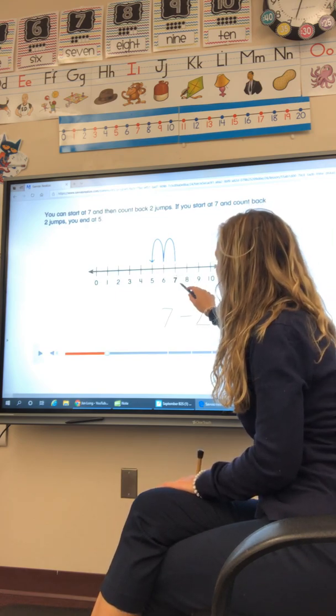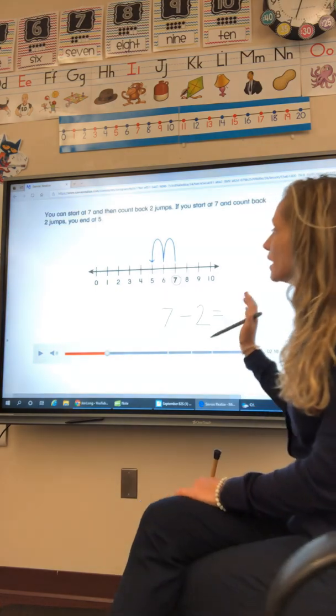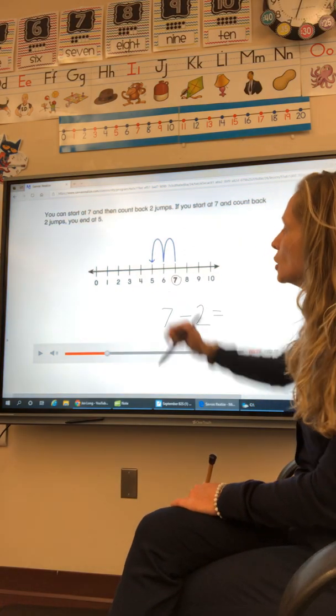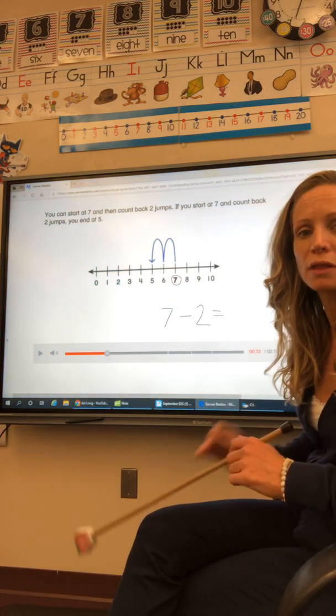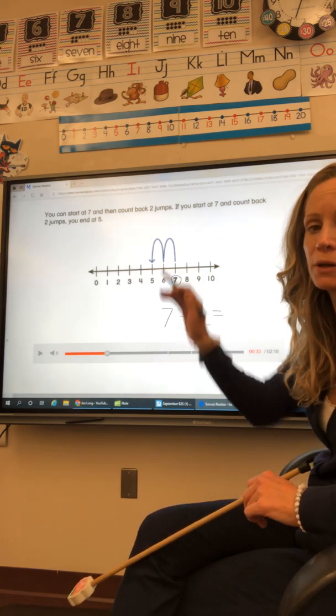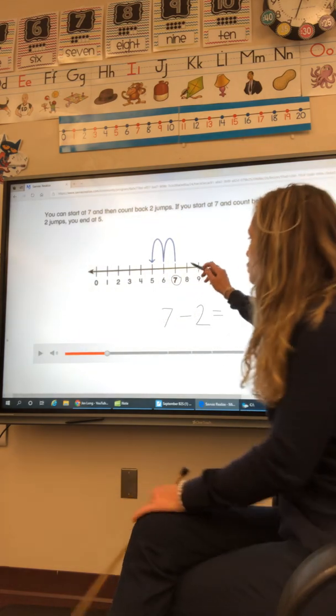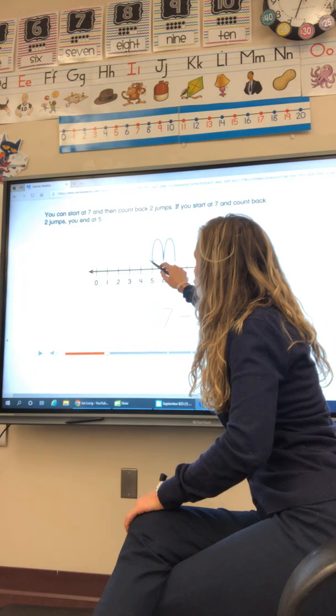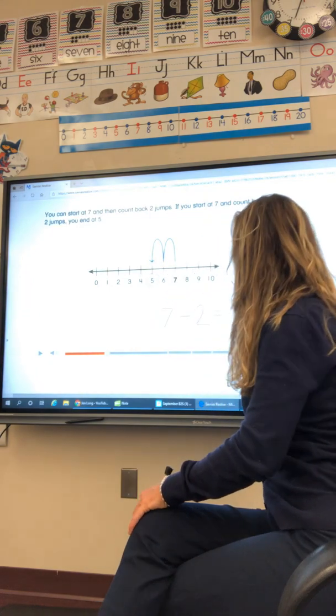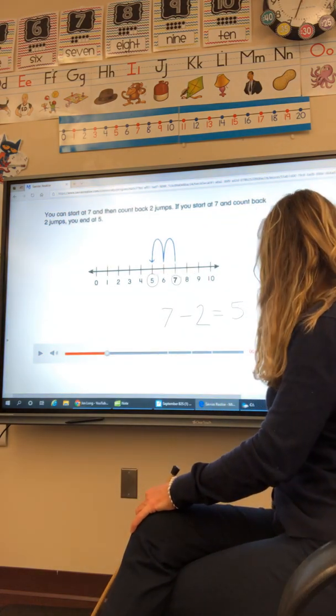Okay. Up here, they have the sentence being starting at 7 and jumping back 2. 7 is the number that we start with. If they say jump back, you want to jump toward the 0 so that the numbers get smaller. So we are jumping 1, 2 jumps, and we land on the number 5.